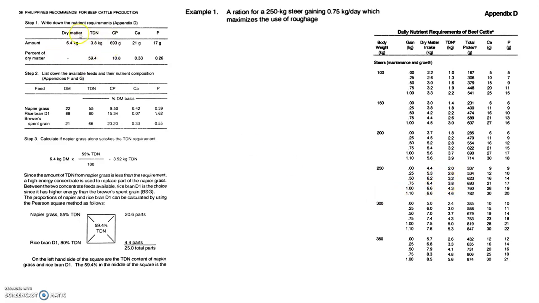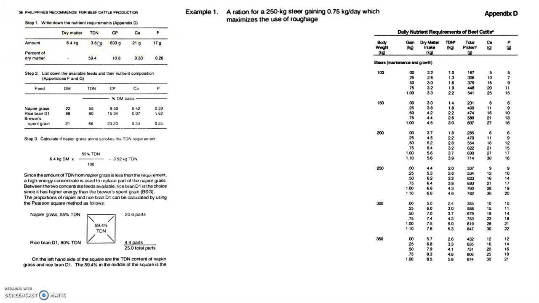And then its CP, or crude protein, is 693 grams. We also have here the calculation for calcium and phosphorus, but they are not actually important in the ration formulation. So, what we need is the value for the dry matter, the total digestible nutrient, and the crude protein. Our computation will revolve around them. So, these are our actual amounts.